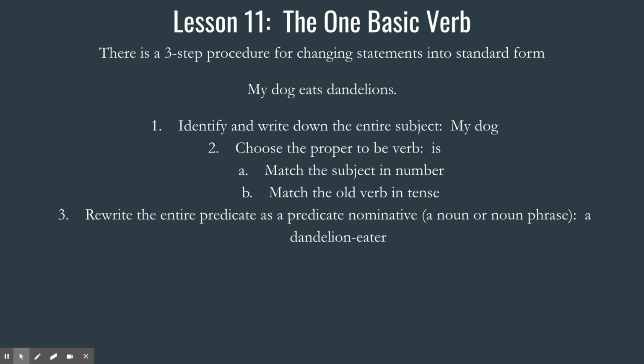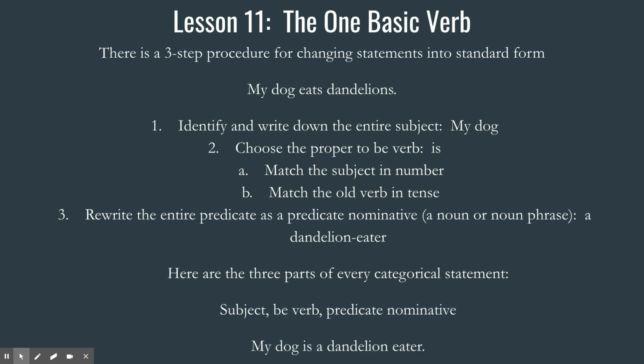Now, a way for you to kind of keep these in mind is the original statement and the statement you come up with have to have the same meaning. You're not changing the meaning. You're just rearranging the words. So my dog eats dandelions and my dog is a dandelion eater have the exact same meaning. So I'm not taking words out. I'm not leaving words out. I'm simply rearranging them into a standard form. So my outcome is going to be my dog is a dandelion eater.